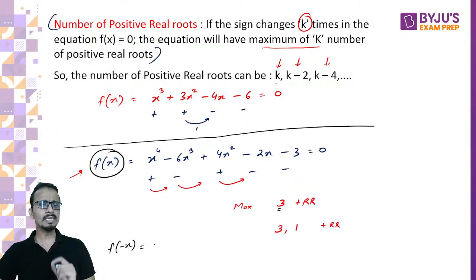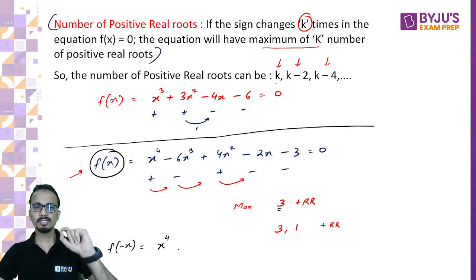Alright. Now talking about the number of negative real roots, we'll calculate f(-x) using the above expression. So what will f(-x) be? It will be x raised to the power 4. So basically you'll have to substitute -x instead of x.